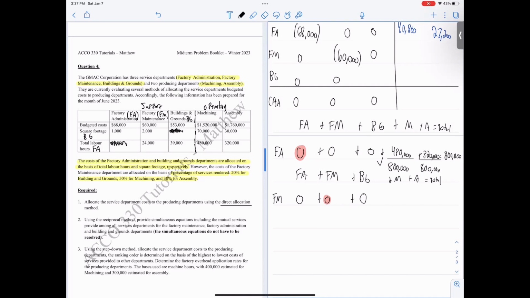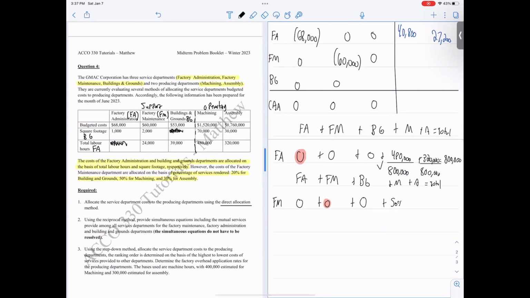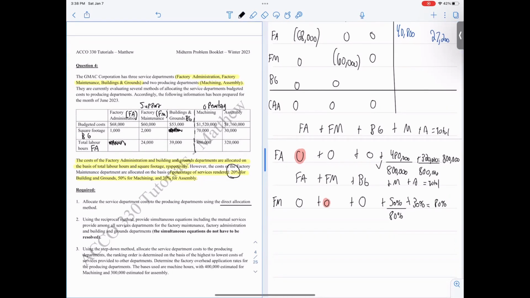Okay, now factory maintenance provides machining 50% of the services. Then they provide assembly 30%. That gives us a total of 80%. Okay, so guys, these proportions are a little bit tricky because remember, we're going to turn everything into a fraction. So the proportion that we're going to use for machining is 50% over the total of 80%. Okay, so it's a little bit weird because maybe you're thinking, why doesn't it add up to 100? Well, look here, guys. 20% of the service goes to building and grounds, but we're doing the direct method, so we ignore it.